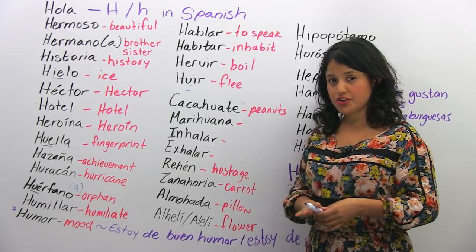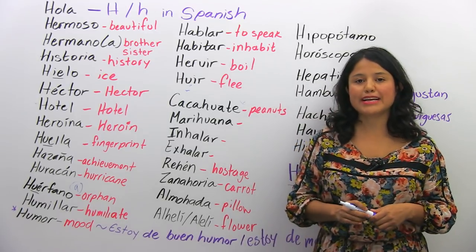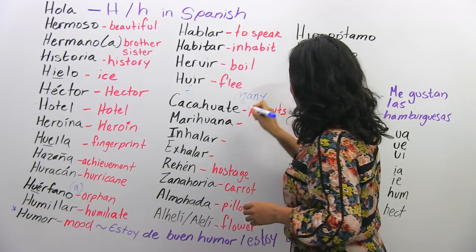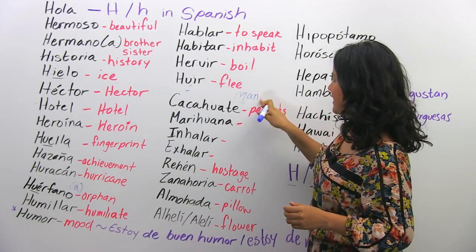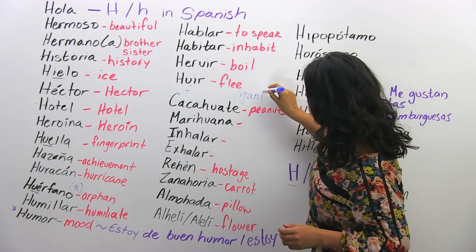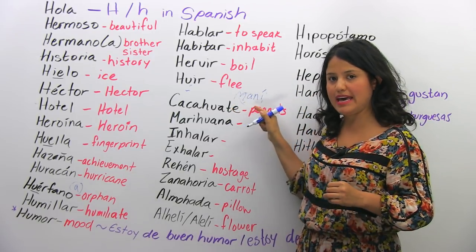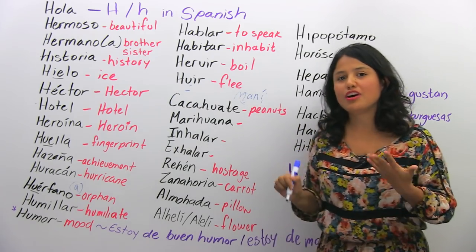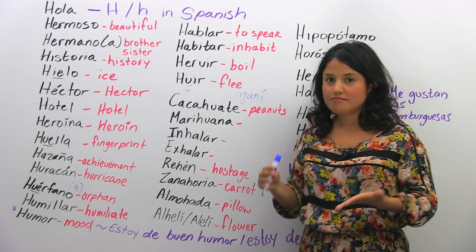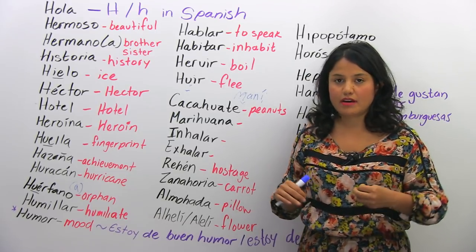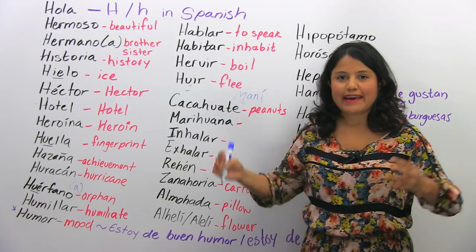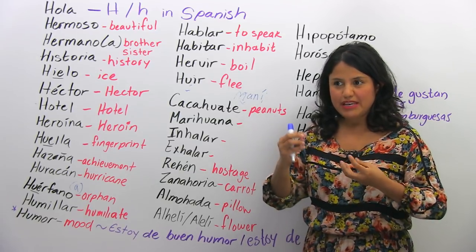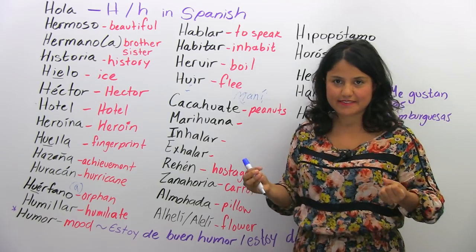Oh, now one of my favorites. Cacahuate. In some countries, in Latin America, they call it maní. Maní. Oh, I wrote many. Maní, with an accent mark, M-A-N-I. In Mexico, we call it cacahuate. Peanuts. Por ejemplo, esta semana, this week, I made dulce de cacahuate, peanut candy, right?